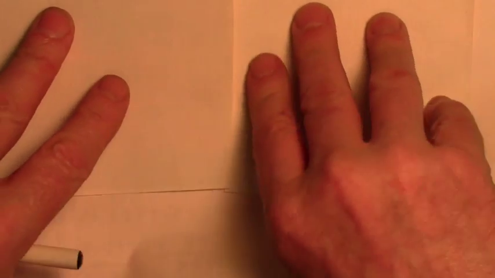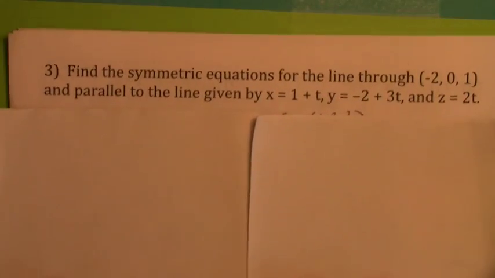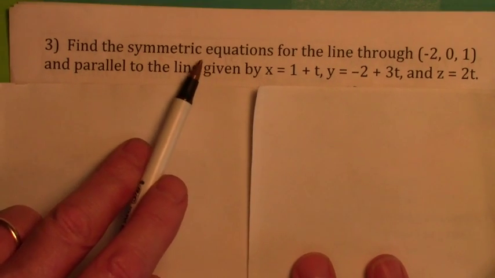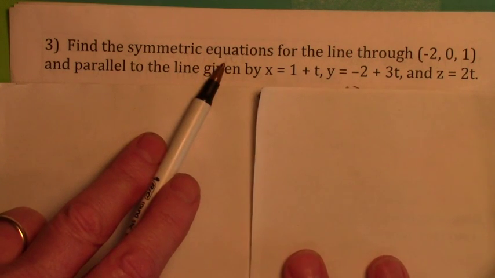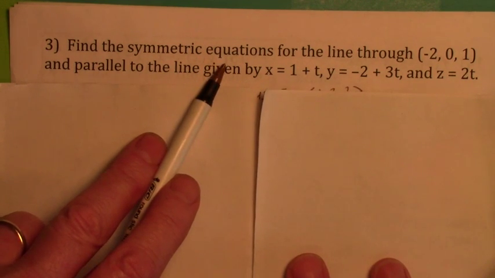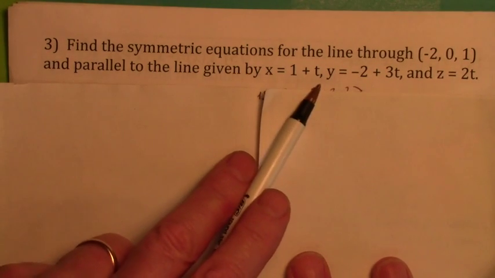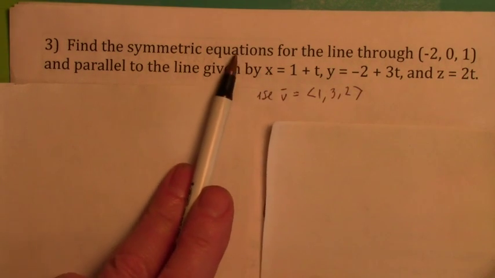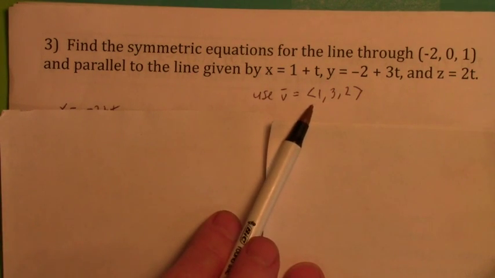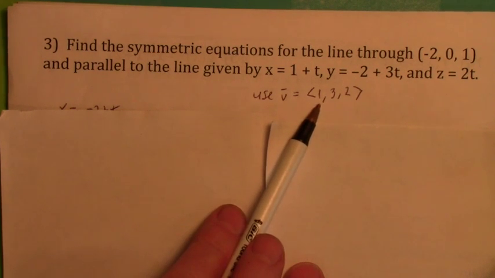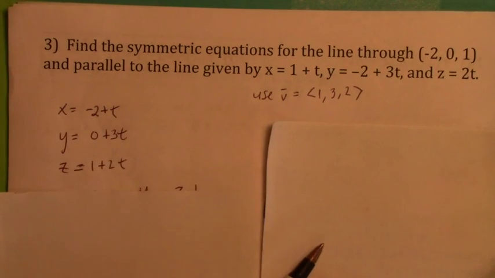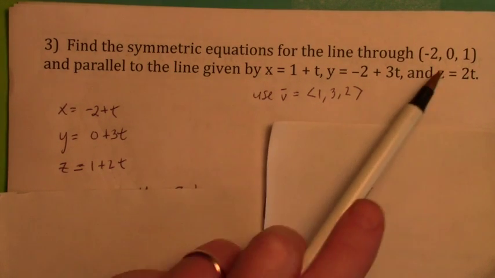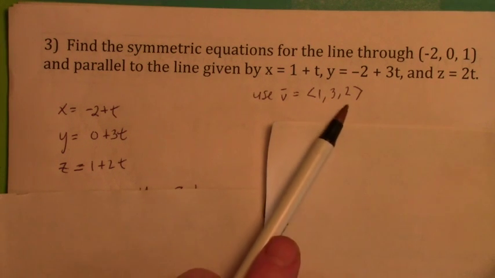Let's keep going. So remember, you need to know a point and a direction vector to get the parametric equations for a line. Here they want you to find the symmetric equations. We'll talk about that in just a second. Let's first find the parametric equations for the line through this point that is parallel to this line. Well, folks, if it's parallel to this line, couldn't we just borrow the parallel vector for that line? The parallel vector would be 1, 3, and 2, so you can go right to it. x becomes negative 2 plus 1t, y becomes 0 plus 3t, and z becomes 1 plus 2t.